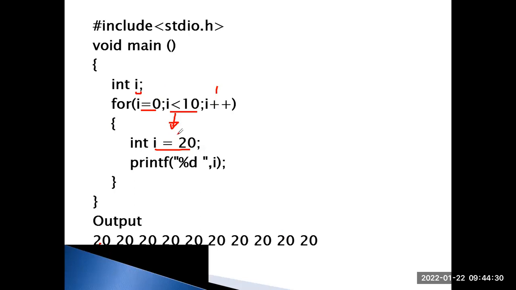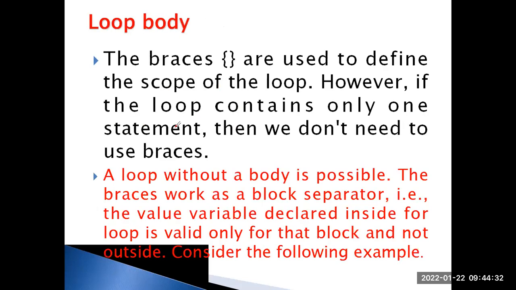That is the meaning of the previous slide. For that example, the variable declared inside the loop is valid only for that block, not outside. It will not be reflected outside the loop. It is meant only for what is defined inside the loop.